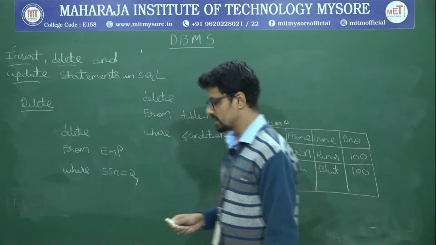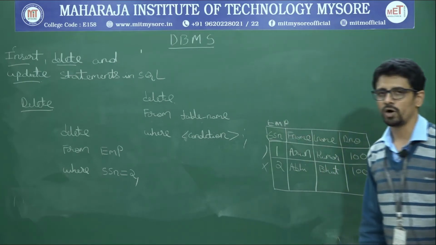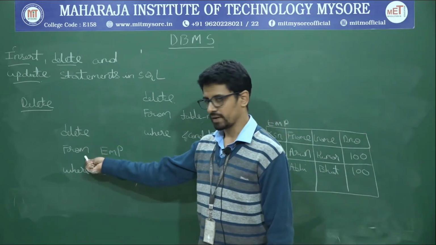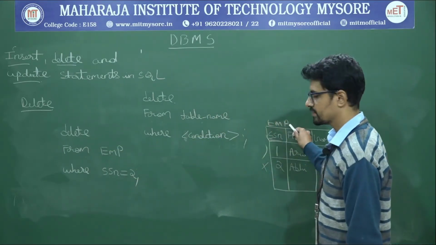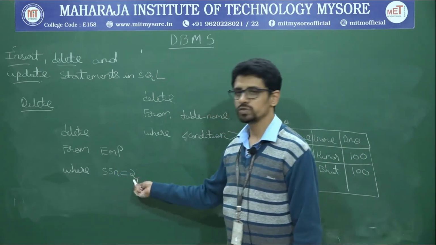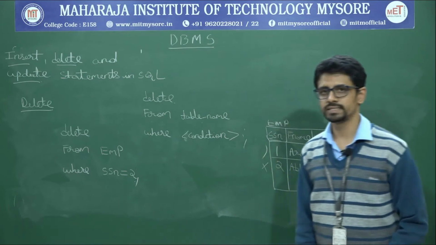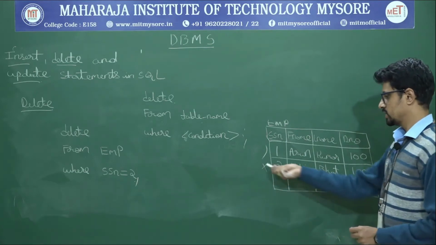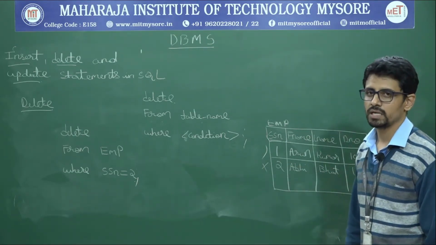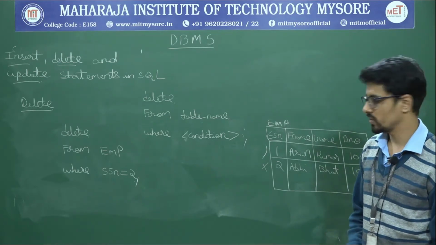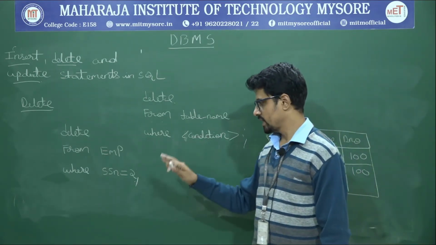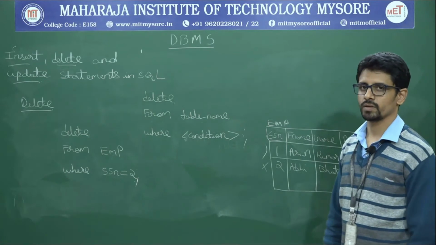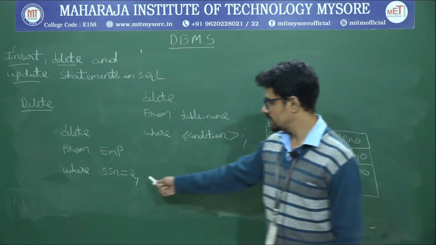For example, if I want to delete this particular tuple or row from this table called employee, the syntax for it is delete from employee, the table name, where SSN equal to 2. So this is the syntax for deleting. Now if I again display this table, this particular row will be deleted. How to display a table we will see next. So delete from EMP where SSN equal to 2 deletes this whole row. Okay, so this is the delete command syntax.